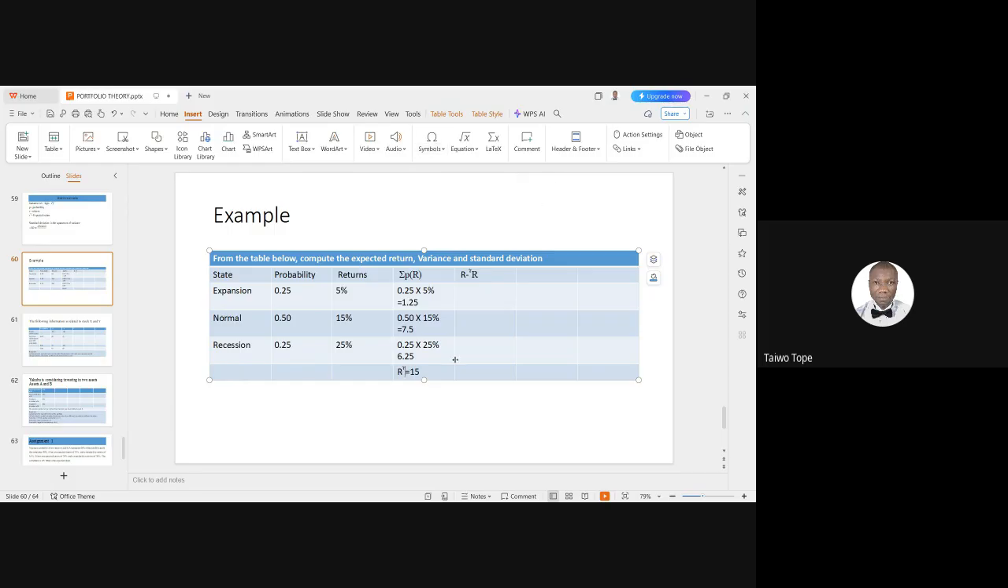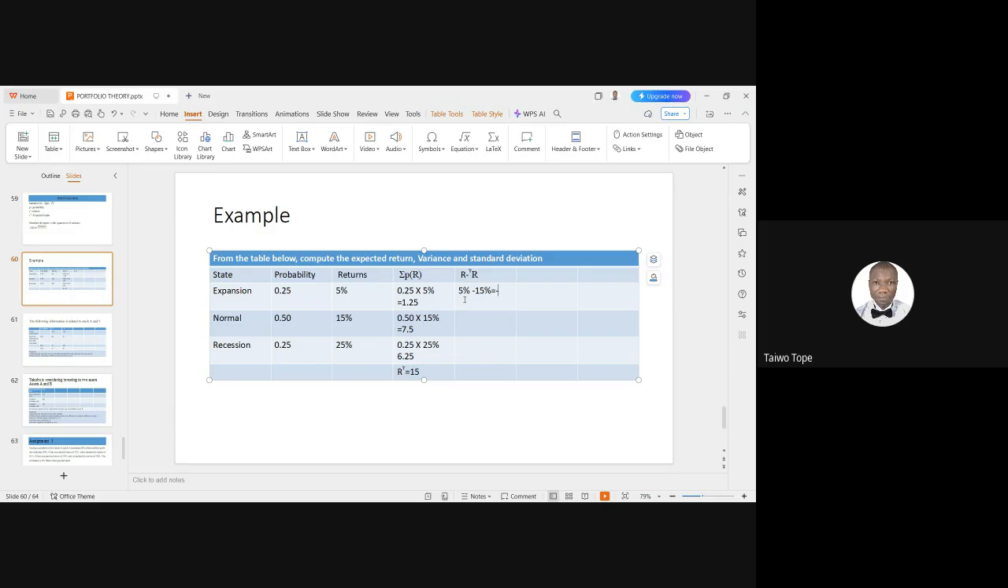This is your R bar. So these are your R's. So R minus R bar. For expansion, your R is 5% minus your R bar, which is 15%. 5% minus 15% will give you minus 10%.